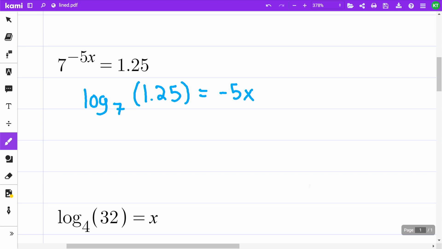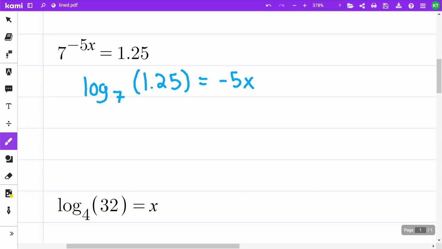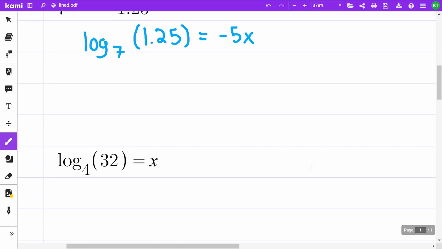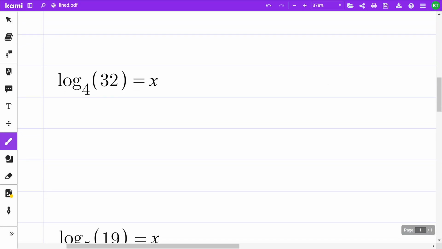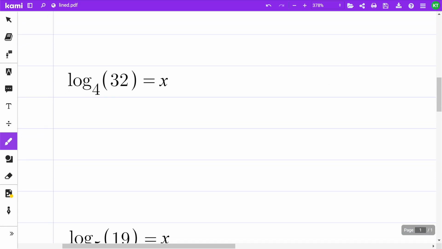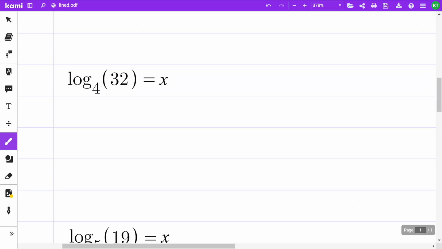So now we're going to go ahead and look at examples where we have to evaluate a log. So right here we have log base 4 of 32 equals x. And so what we can do here is rewrite this in exponential form. So I will have 4 to the power of x is equal to 32.